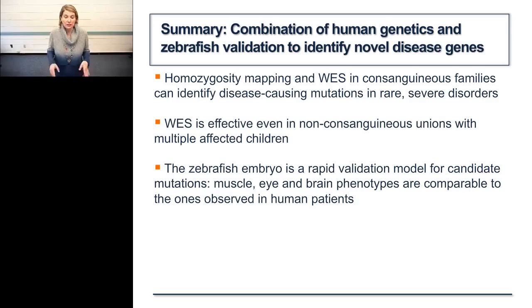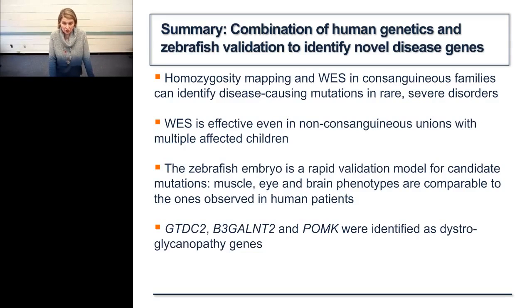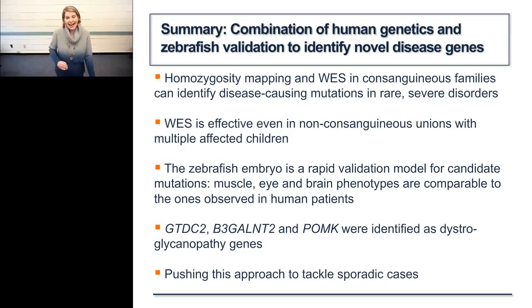This particular framework doesn't necessarily just fit with dystroglycanopathies. It's now being used across the world for multiple different disorders, and not only neurodevelopmental disorders, because of the rapidity of using the exome sequencing and the zebrafish. With this method, we identified GTDC2, B3GALNT2 and POMK as genes for dystroglycanopathies. And now we're trying to push this approach to tackle sporadic cases.